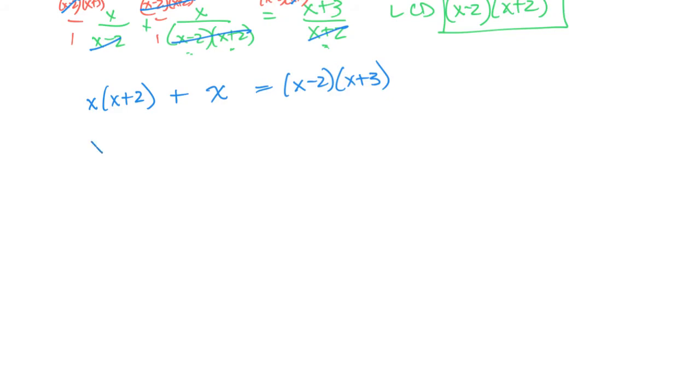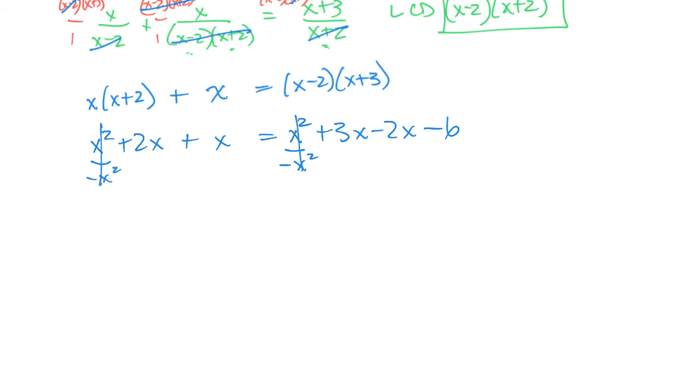So distributive property, x squared plus 2x plus this x equals, FOIL this out, so it'll be x squared plus 3x minus 2x minus 6. Now, I was thinking it's a quadratic, but I think that these two will cancel out, because if I subtract x squared here and subtract x squared there, they cancel out. That's nice.